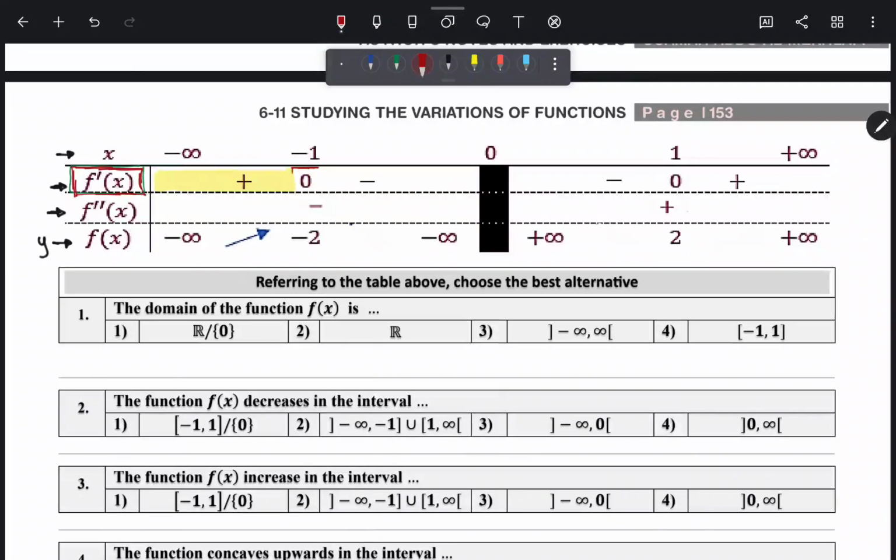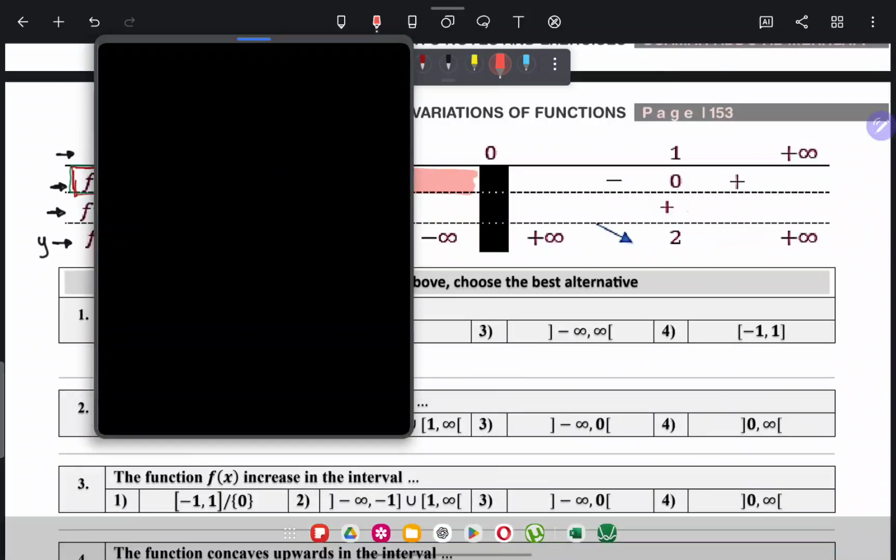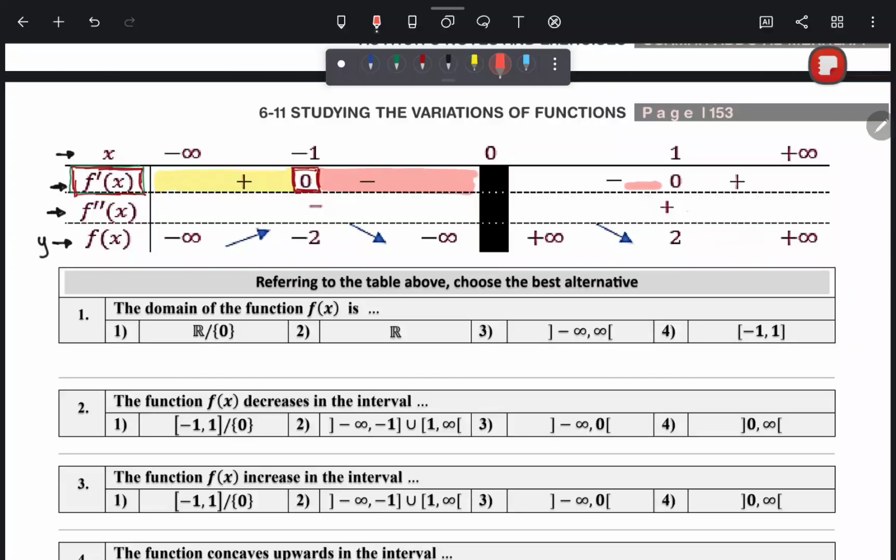At 0, we have a critical point. After that, because it's negative, the function is decreasing. So we draw an arrow down and shade this with red. By the way, he gives you the table with signs only, he doesn't give you the arrows. You need to draw these arrows yourself. Here we saw this is negative, so I'm going to draw an arrow that goes down and shade this with red. So here the function is decreasing.